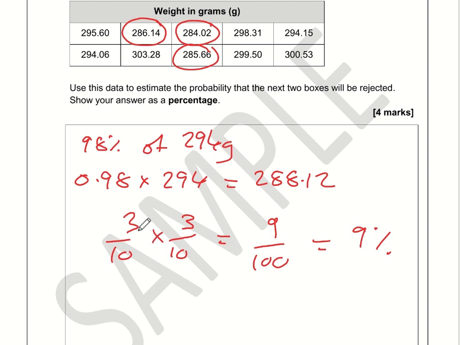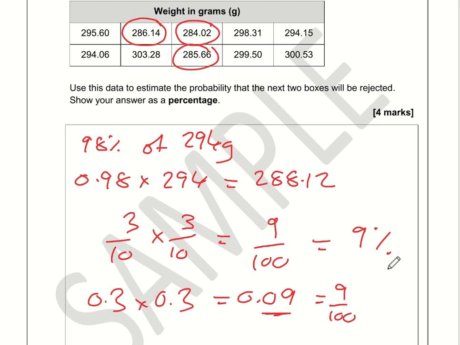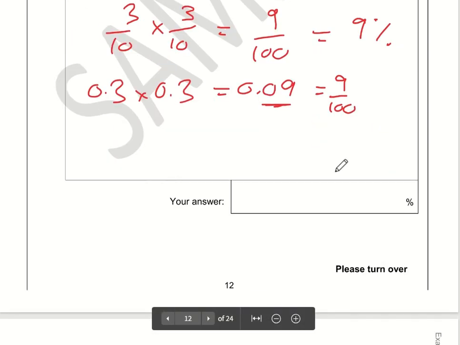You might have written 3 out of 10 as 0.3. 0.3 times 0.3 is 0.09. Here you've got a decimal with 2 decimal places, so we're talking hundredths, so 9 over 100, so still 9%. So that is our answer.